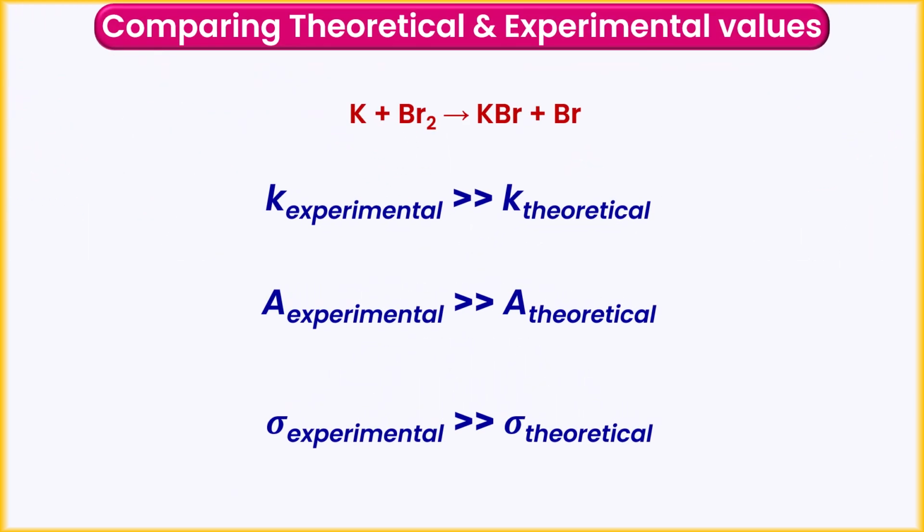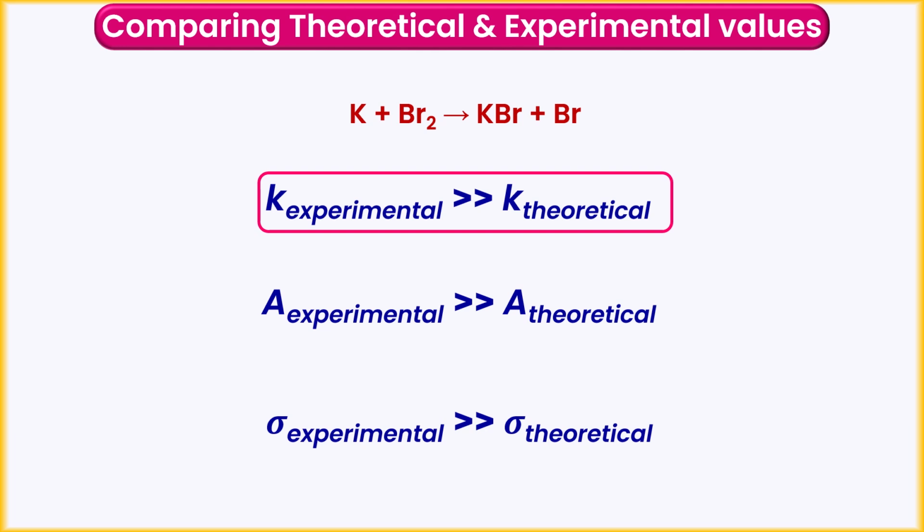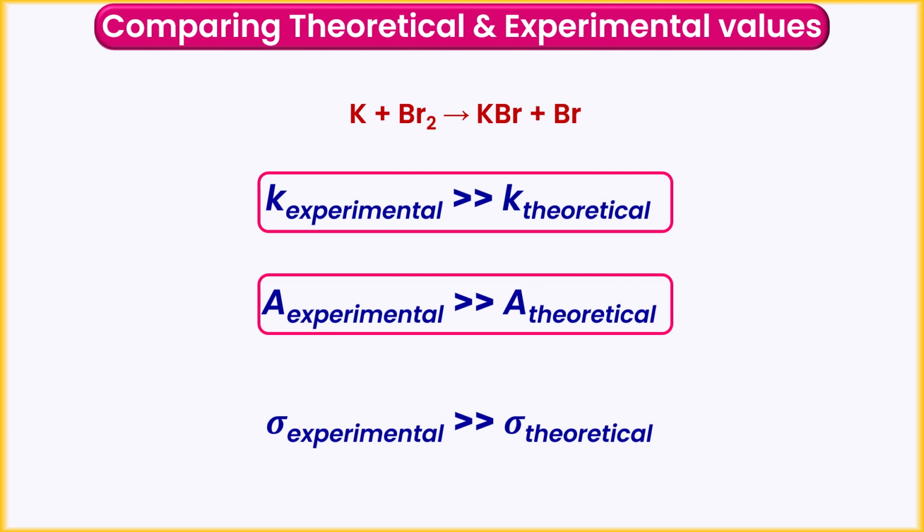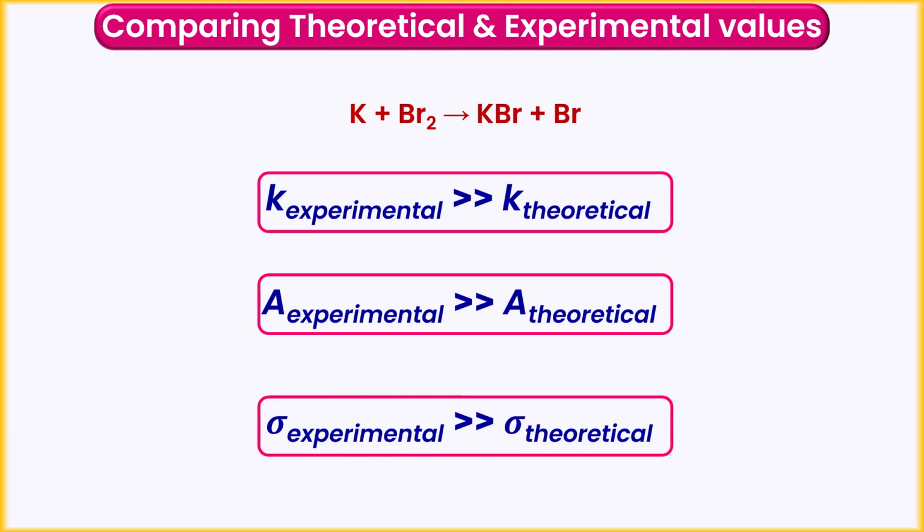Indeed, for the reaction between potassium and bromine, the experimentally observed rate constant is found to be much larger than the theoretical value predicted by simple collision theory. This indicates that the experimental pre-exponential factor is significantly greater than the theoretical one. The reason for this observation is that the actual collision cross-section for the reaction is much larger than the hard sphere collision cross-section predicted by ordinary collision theory.